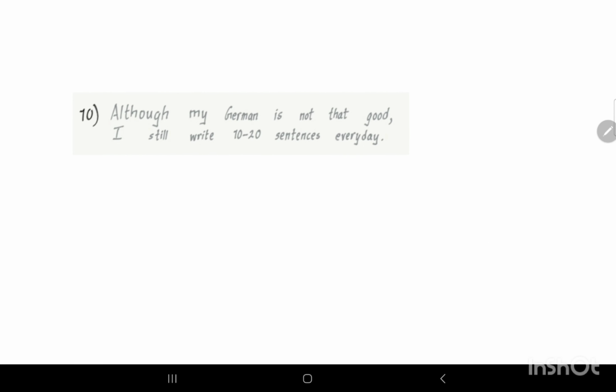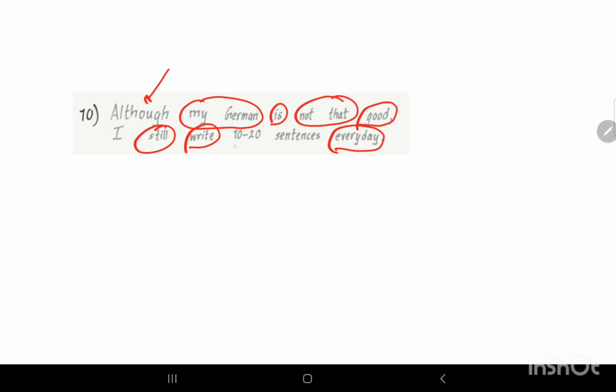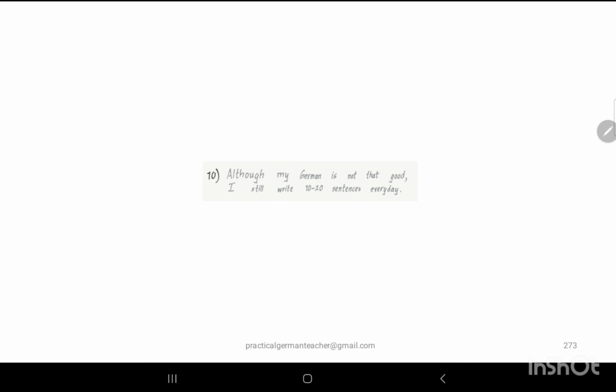Last sentence, guys. Although my German is not that good, I still write 10 to 20 sentences every day. Okay, you think it is difficult to write, but it's very easy. How do you say although? Obwohl. How do you say German? Deutsch. How do you say is? You will have to say ist. Good, so gut. Not that, so you will have to say nicht sehr gut. Right? I still, how do you say I still? Immer noch. Right? Schreibe. Every day, jeden Tag. 10 bis 20. The sentence is Sätze. Okay, it's very easy to write if you think about it, right?